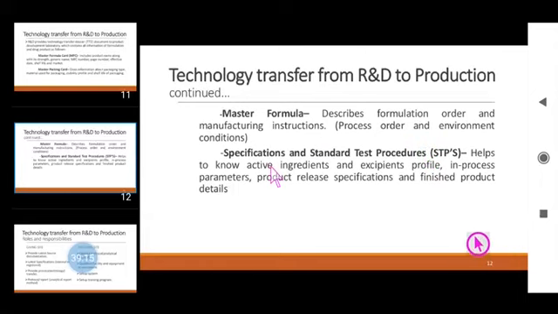So the master formula is the main part of that dossier, and it describes basically the formulation order and manufacturing instructions. In the dossier, the specifications and standard test procedures are also there, which help to know active ingredients and excipients profile, in-process parameters, product release specifications, and finished product details. So all the details from raw materials to finished products are available in this part of the dossier under the title specifications and standard test procedures.